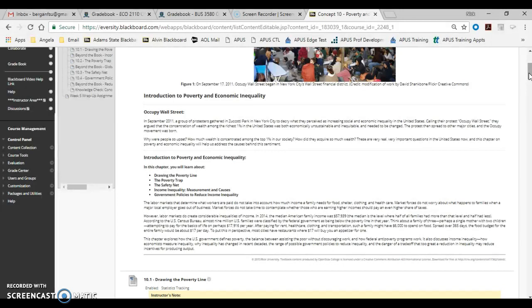When we look at inequality, that's looking at the amount of money that people earn and the growing disparity that happens as well. These are some of the concepts that we're looking at for this week.